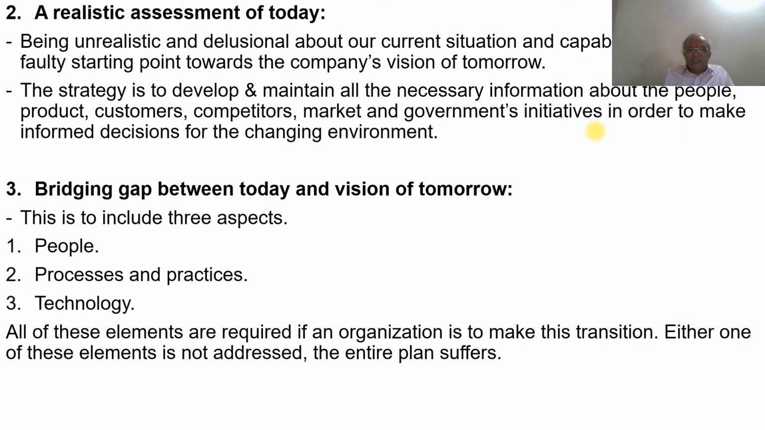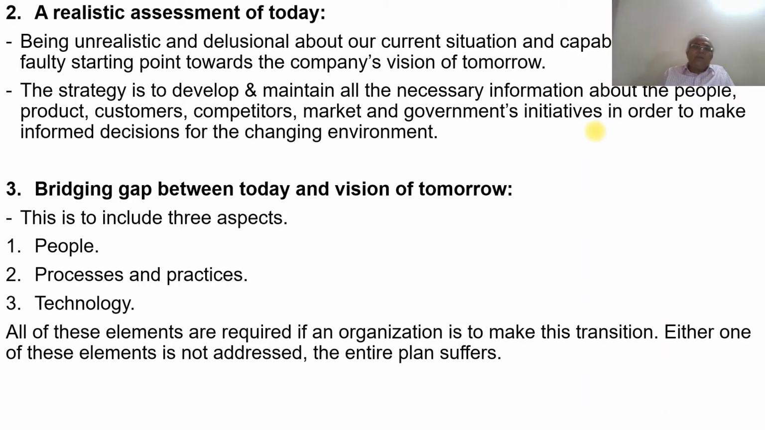So, unrealistic. What does it mean? It means we fix goals which cannot be achieved. That is what is called unrealistic: being delusional about our current situation. Despite knowing our current situation and capabilities, we think, yes, tomorrow or the day after tomorrow we can do all those things, but it is not possible, because you know the capability and the current situation of your company.